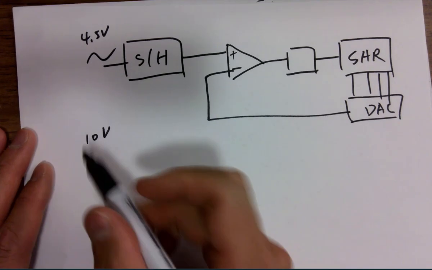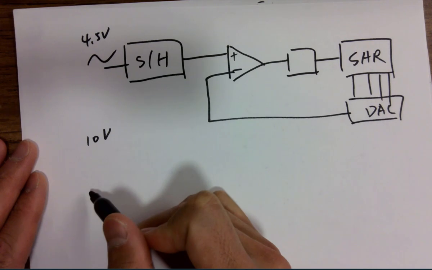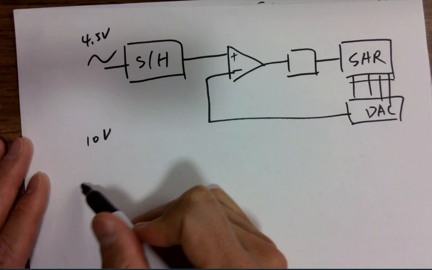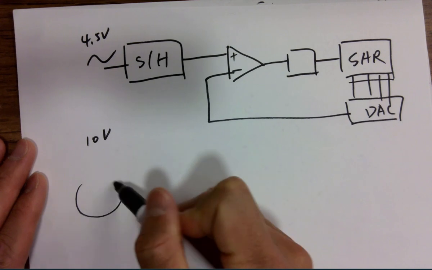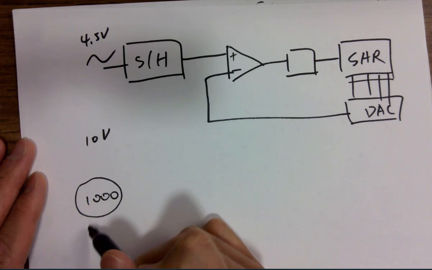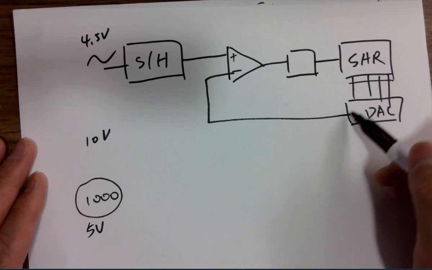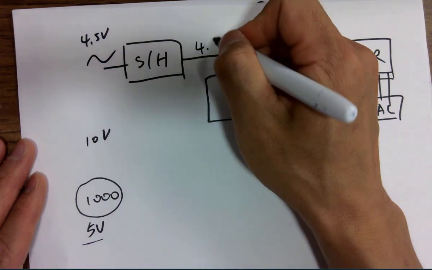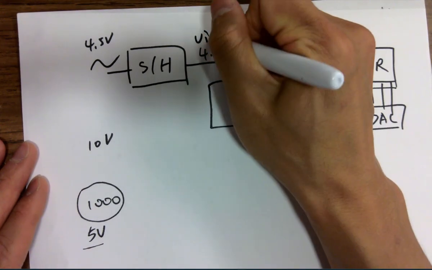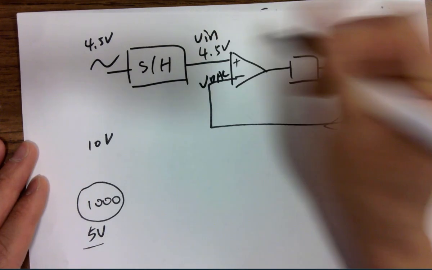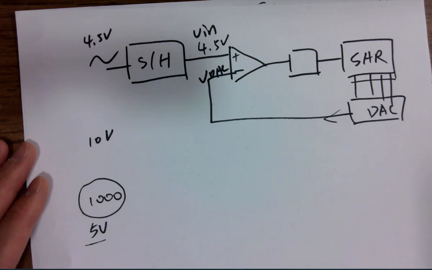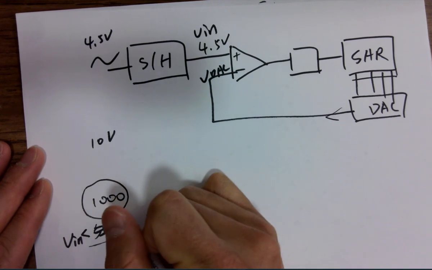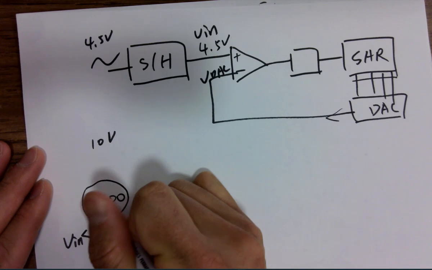So 10 volts at our beginning. What's the digital code in here to be put in here? The start state is what? 1 and 3 zeros, right? And that's going to be 5 volts. So the voltage here is the VDAC, 5 volts. And here is being held as 4.5 volts. That's V in, that's VDAC. So immediately you know that V in is less than VDAC. Because this is 5 volts, right? This is 5 volts.